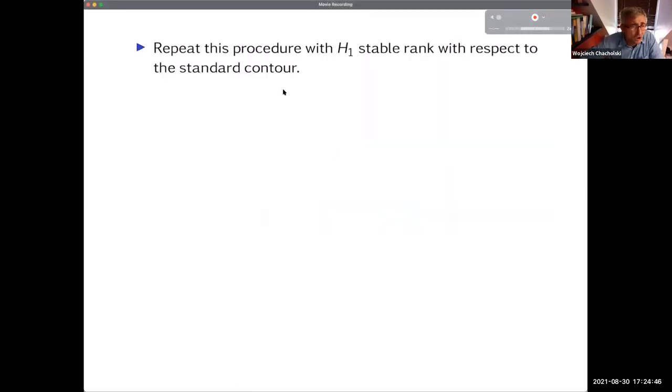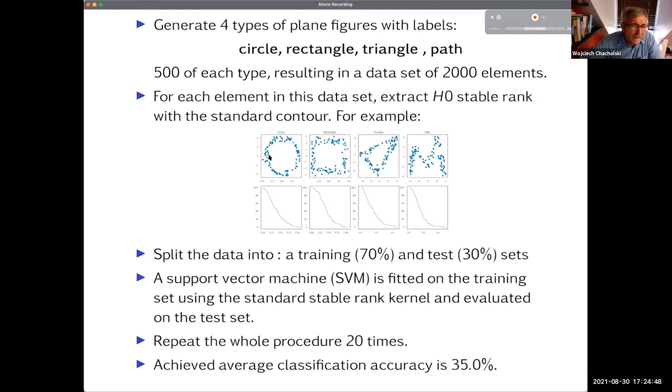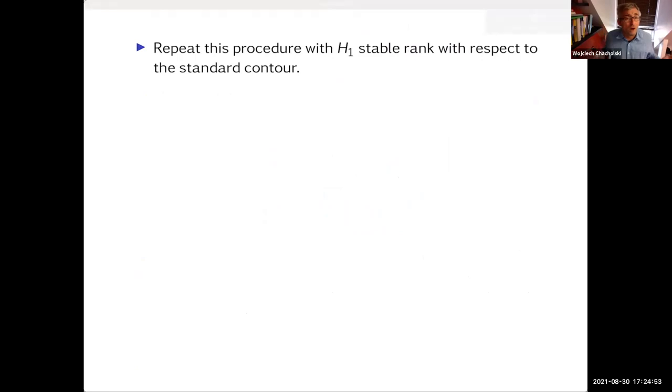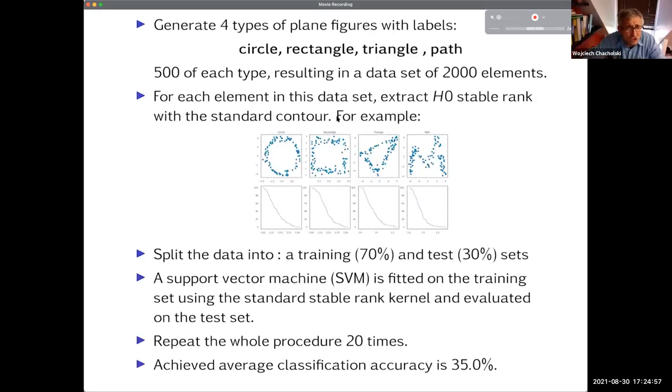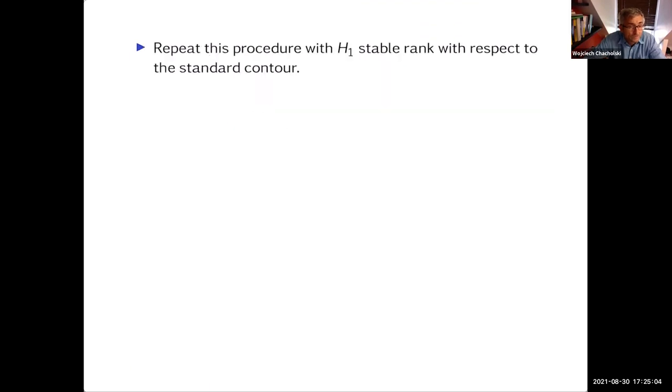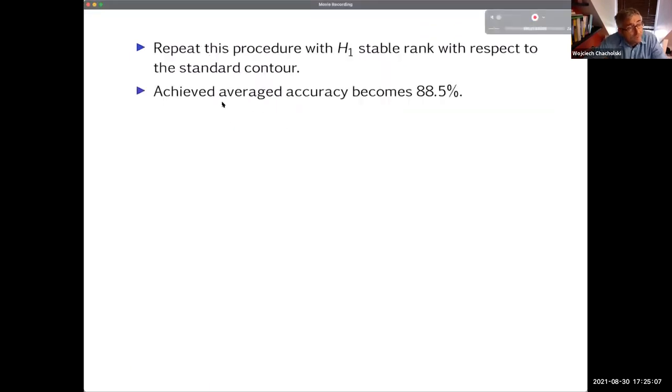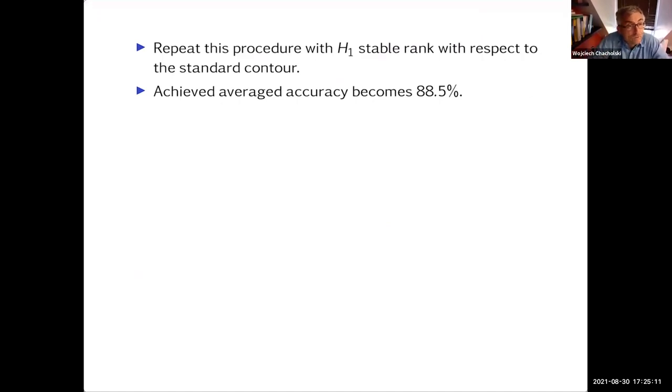Instead of H0, you might suspect that H0 is not so informative. Let's do H1. We do the same procedure, except that we take the H1 stable rank with the standard contour. The average accuracy suddenly becomes 88.5%. So we know H1 has that geometrical sense, and it's a little bit better.